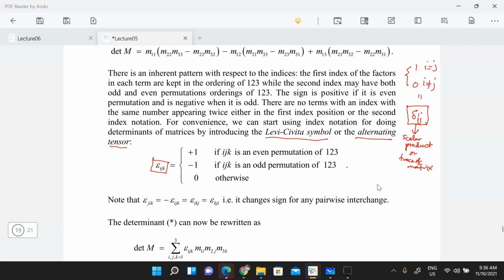Suppose I have something like epsilon 231. So what is the value of epsilon 231? I look at 231, which is not in the natural order, right? So I need to do what we call swapping the numbers around. I swap the first time, say between 3 and 1, I will get 2, 1, 3, and it's still not in the natural order. So I swap another one, which is 2 and 1, and I get back to the natural order. Okay, so how many swaps are there?